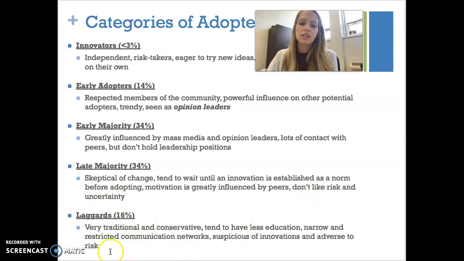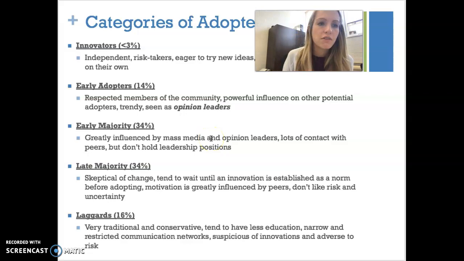And then our laggards, that last 16%, they're very traditional and conservative. They tend to have less education. They have narrow and restricted communication networks, so they're a little bit more cut off. They're suspicious of new things and adverse to risk. So they don't like risk. They don't like change and new things. Complete opposite of those innovators, those less than 3% for our adoption. So remember, this is part of that diffusion of innovations theory. And it can be really important for those community level theories on how they can be successful in being implemented.